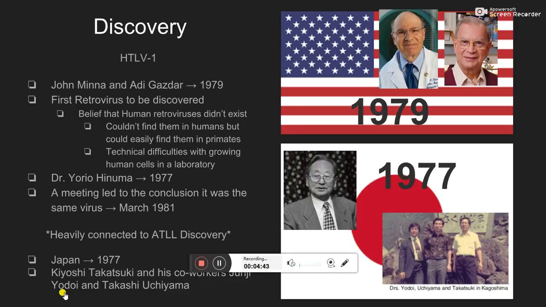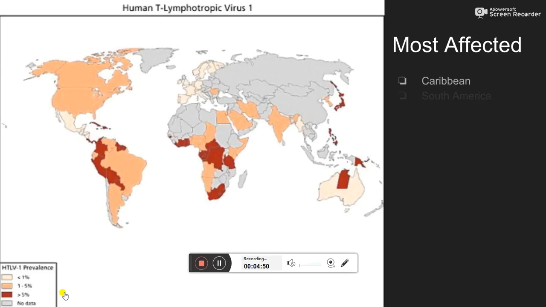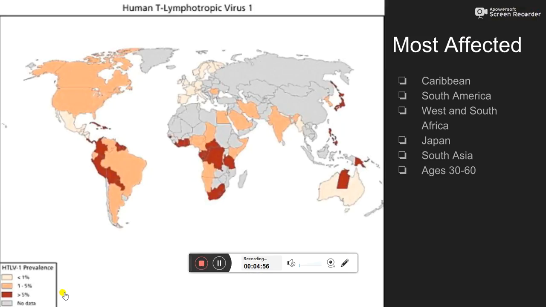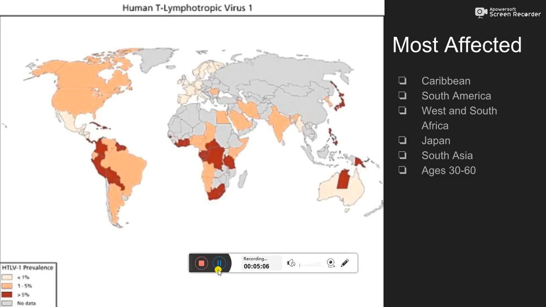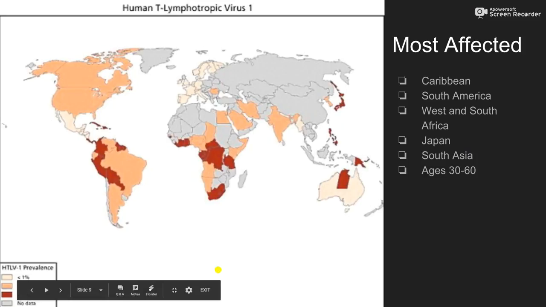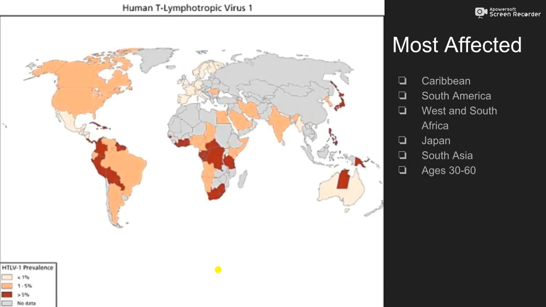HTLV1 is mostly prevalent in equatorial regions such as West and South Africa, Japan, Oceania, South Asia, and a bit of South America, and mainly the Caribbean, where a British doctor discovered that it was immigrants from these areas to more northern countries that spread HTLV-1. He and a French doctor later did research to find that whether or not somebody had HTLV-1 depended on a particular African tribe from which they descended. HTLV-1 is also mostly prevalent in people aged 30 to 60.